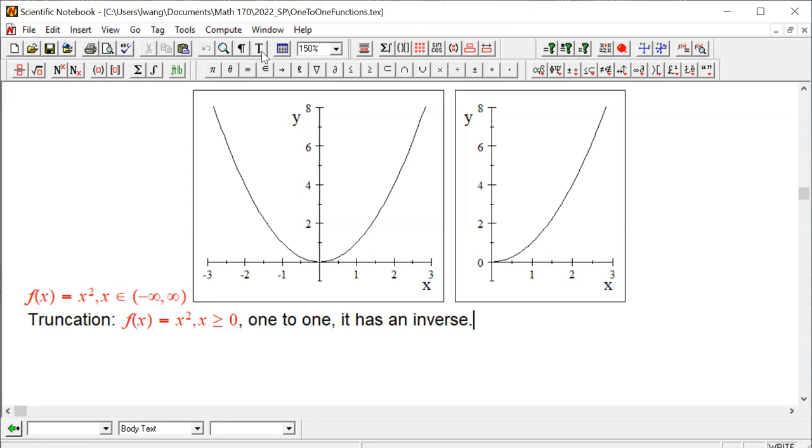So why do we talk about one-to-one functions? Because every one-to-one function has a unique inverse. And we want to find that inverse. So that will be the topic for next time.